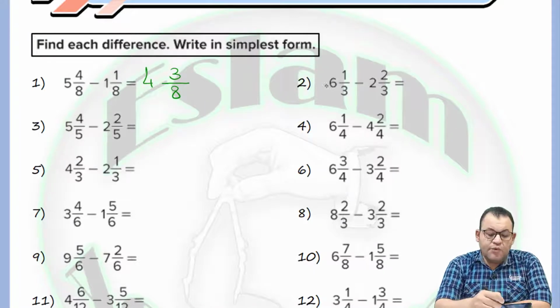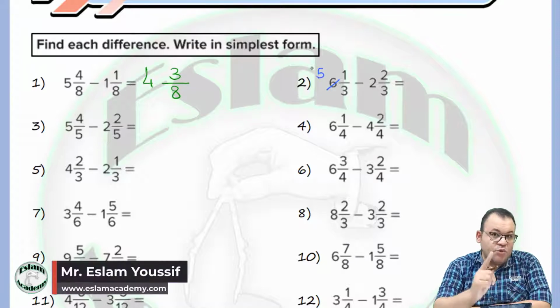In question number 2, we have 6 and 1 over 3, minus 2 and 2 over 3. Number 1, we need to check that the two fractions have the same denominator. They have the same denominator, so we'll go to step number 2. Now the second step, we will check the fractions. We have 1 over 3 and 2 over 3. The first fraction is smaller than the second one. So if we want to subtract, it means we need to borrow 1. 6 becomes 5. And the change will be for the numerator. The 1 that you borrow from 6 will go to the denominator.